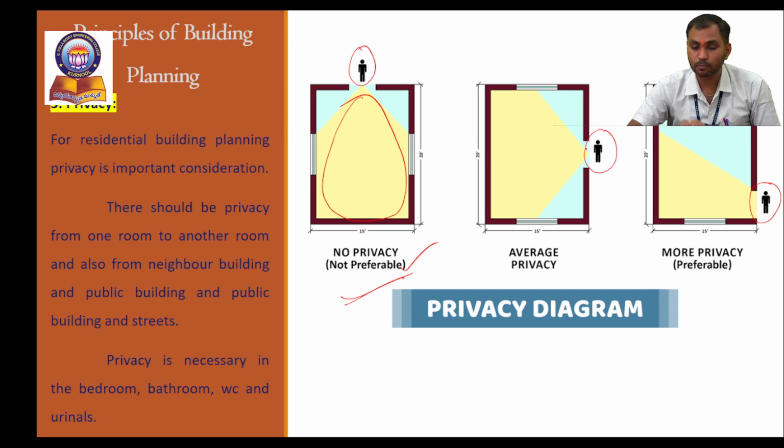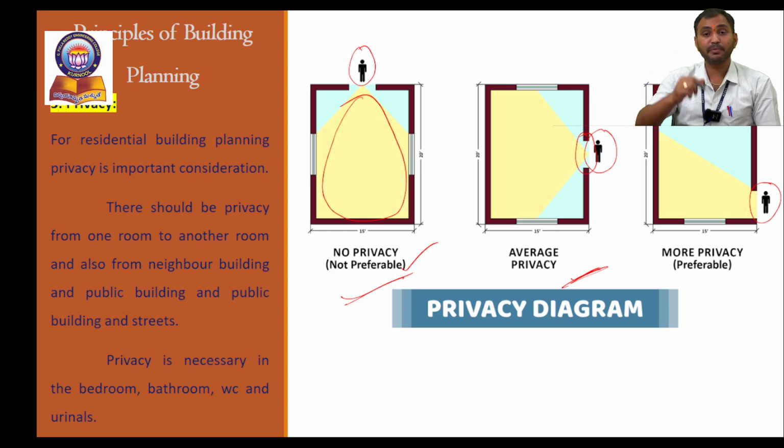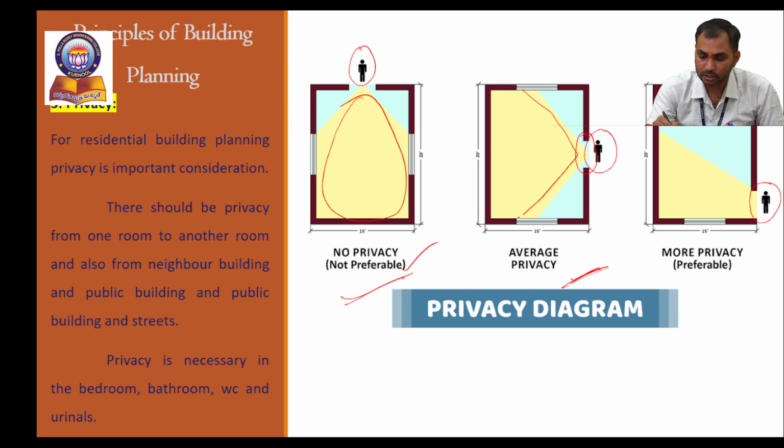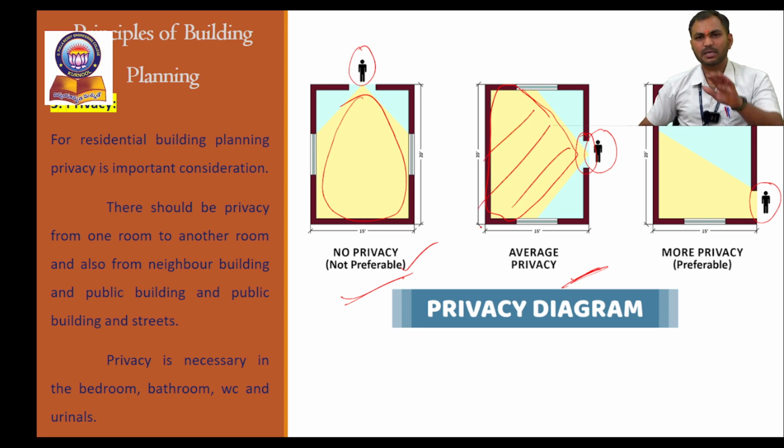Next, the second one: if the unknown person opens the door in the middle, if the door is present in the middle of the wall, nothing but some of the area is exposed. This type is also not that good, though sometimes it may be okay. But the doors we recommend have to be placed at a corner point, not at the middle point.